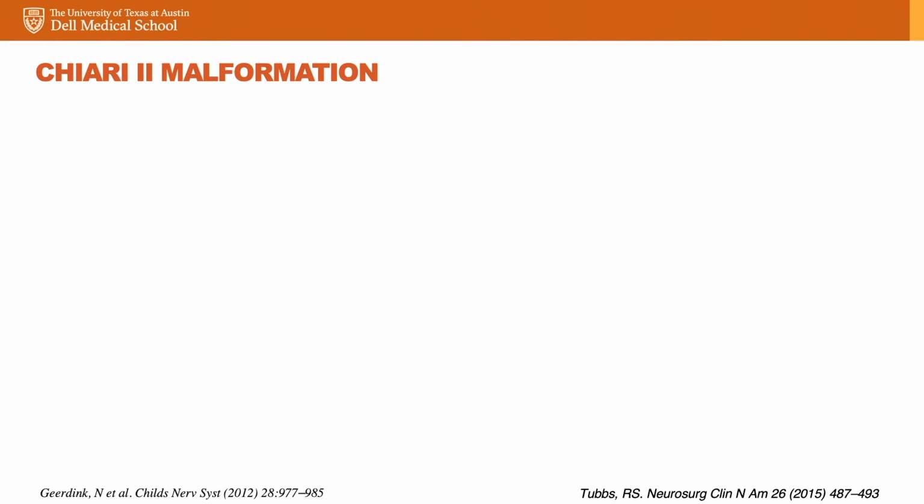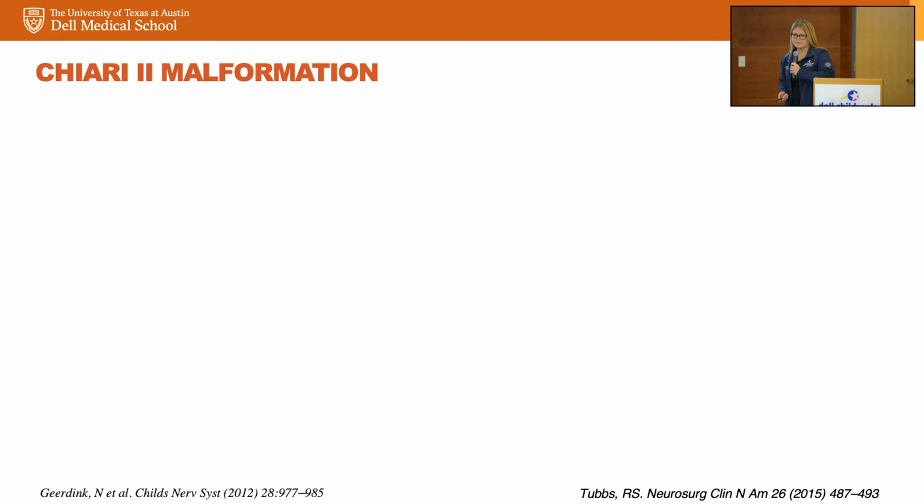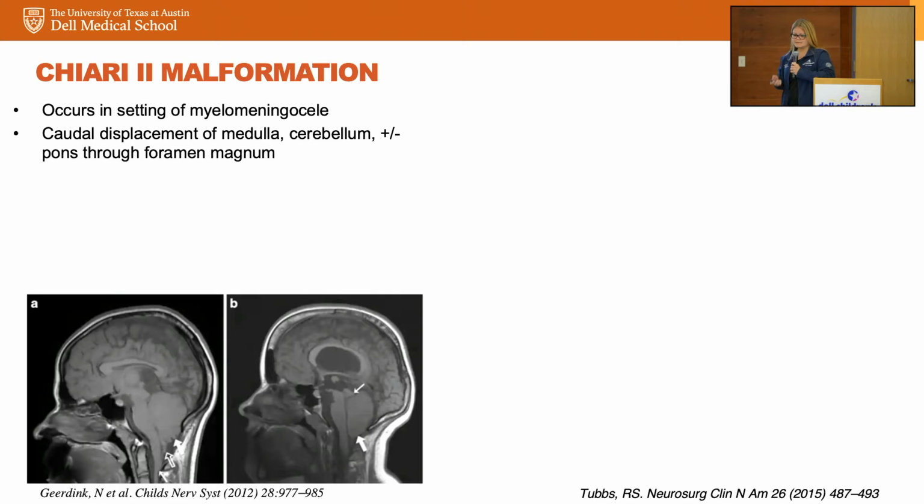The Chiari 2 malformation starts getting into the realm of things that we see more commonly. This one is associated with spina bifida, so it occurs in the setting of myelomeningocele. And it has some very typical features that it's important for us to understand, which includes caudal displacement of the medulla and the cerebellum. Sometimes it may have inferior displacement of the pons as well through the foramen magnum. In these patients, the foramen magnum is actually quite wide. It's very wide compared to other Chiari patients, and I'll show you a comparison in a second.